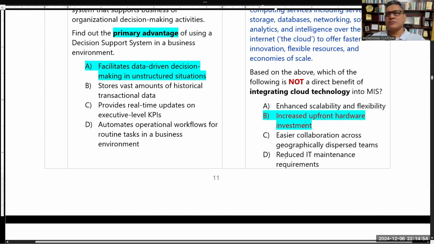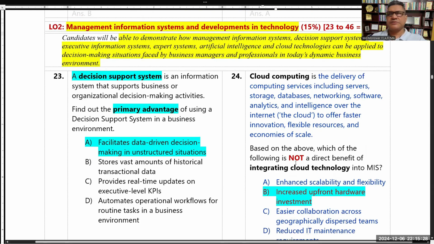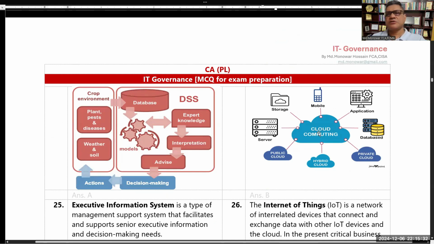Look here, all the other three are relevant and directly beneficial. Enhanced scalability and flexibility, it's true. Easier collaboration across geographically dispersed teams. Reduced IT maintenance requirements for cloud computing. So your answer is B. We know cloud computing, and there are different types of cloud computing: public cloud, private cloud, hybrid cloud, community cloud, etc.